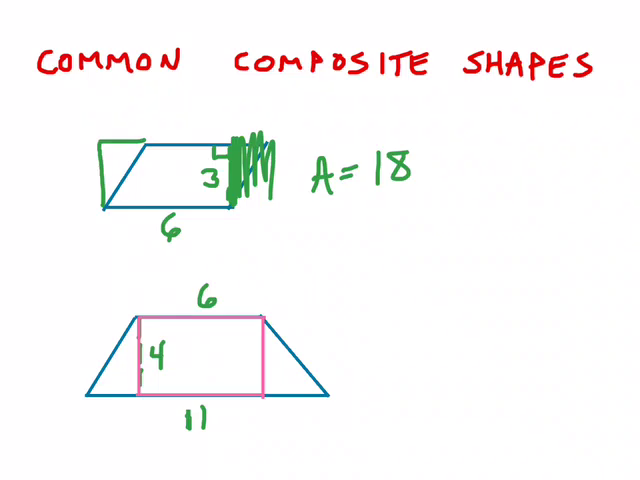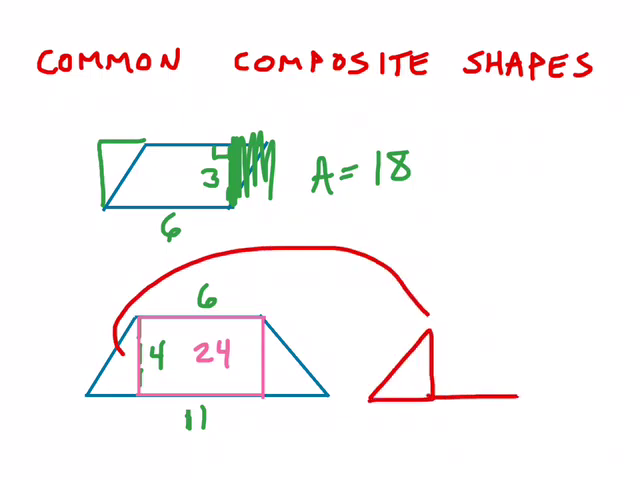That rectangle in the center is going to have a 4 times 6, 24 square unit area. And then the triangles on the side are going to be everything else. We can imagine pulling those triangles off and actually putting them together as a single triangle, which I still know the height of.